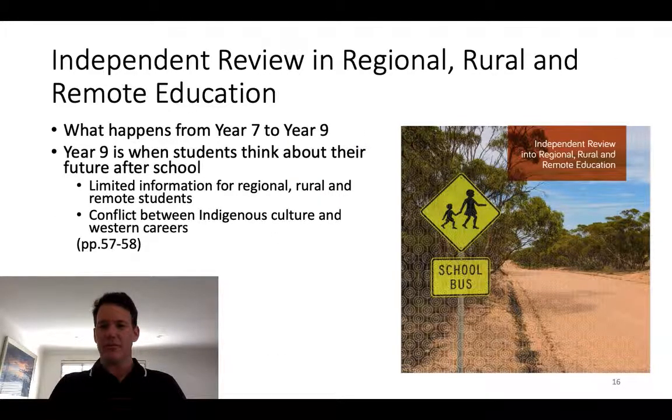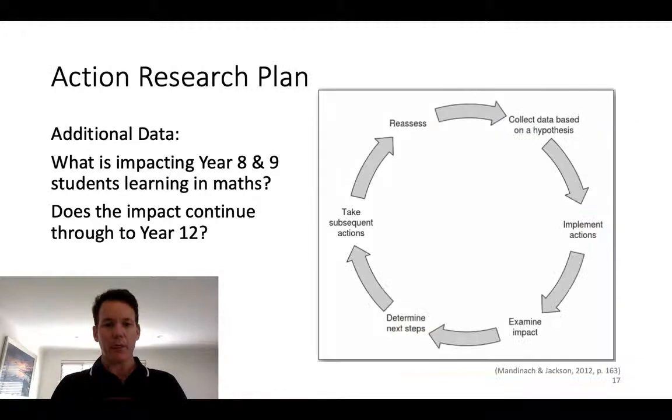So the Independent Review in Regional, Rural and Remote Education, it's a qualitative study. It reports on experiences in a written form. So here we're looking for it to identify potential impacts on Year 8 or 9 students. Being a qualitative report, it's more open to any results occurring. This report identifies an impact at Year 9, where students begin to ponder their future after school. The lack of career guidance and conflicting cultures are identified here as issues for these students.